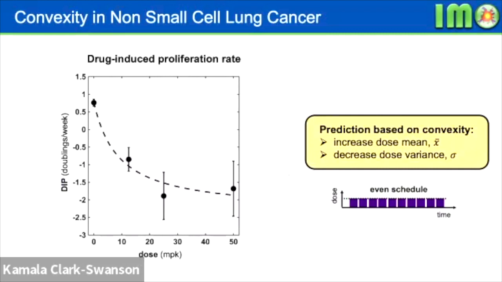it's curving downwards. It's a concave dose response curve. And this is an in vivo dose response curve of these mice actually receiving this ALK inhibitor. And so our prediction based on convexity, what I just told you, is that the even dosing schedule should be the best case scenario. So does that work?